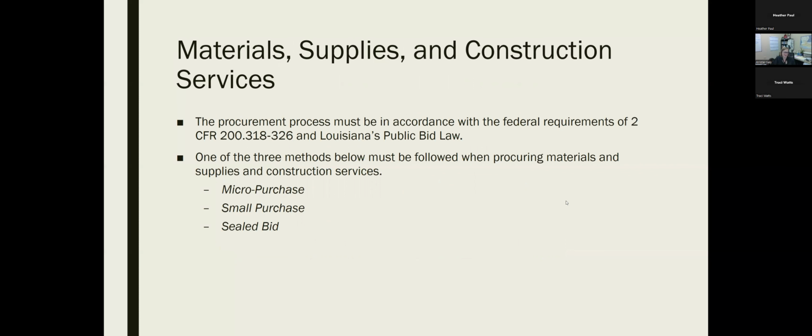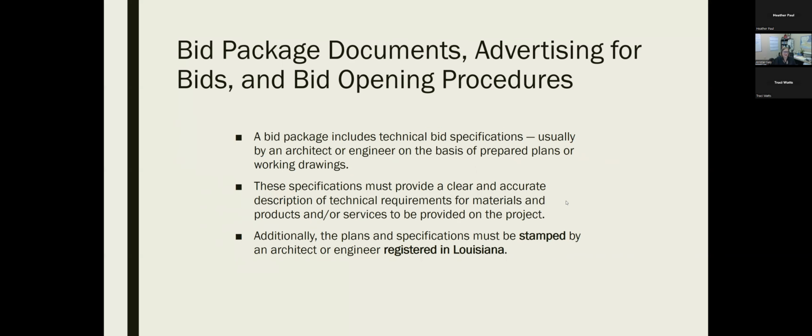So one of the 3 methods below must be followed when procuring materials and supplies and construction services. So like I said, the micro purchase, the small purchase, or the sealed bid. A bid package includes technical bid specifications. These are usually drawn up by an architect or an engineer on the basis of the prepared plans and specifications and work drawings. These specifications must provide a clear and accurate description of technical requirements for the materials, products, and or services to be provided on the project.